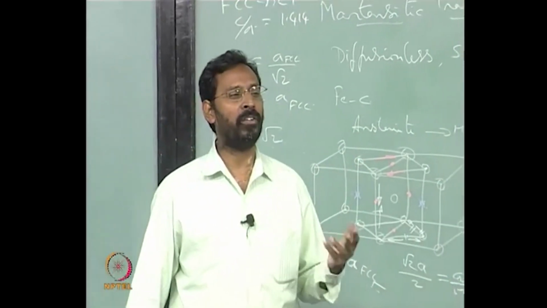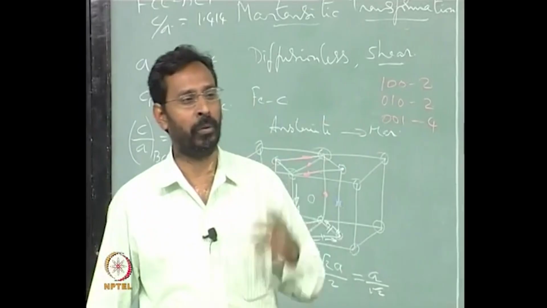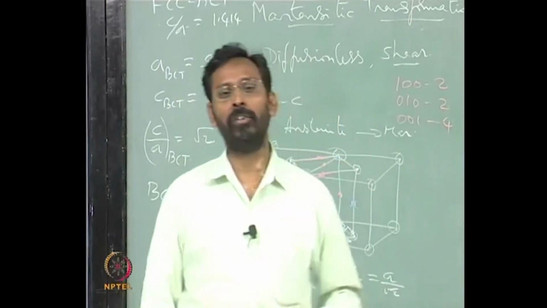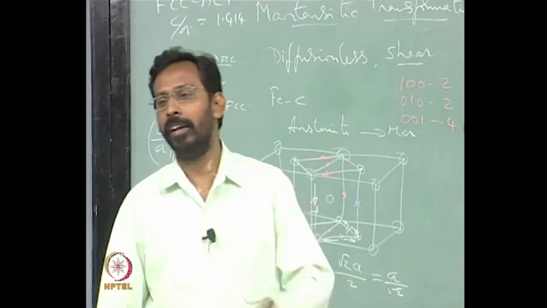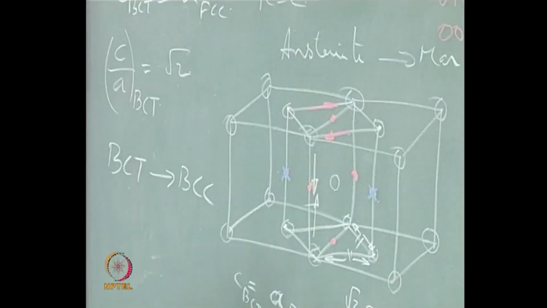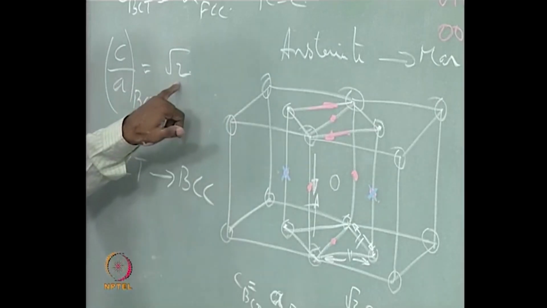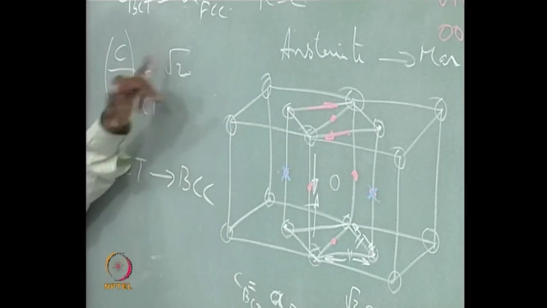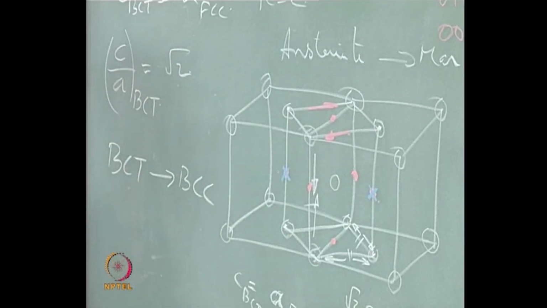Usually C by A ratio is in the range of 1.1 to 1.2 or something like that, 1.05 also people observe, depending on what is the carbon content. So some shrinkage will occur, but not all, and as a result this will not come to 1. When will this come to 1? When carbon is not there.